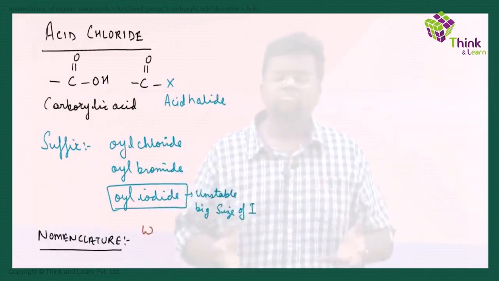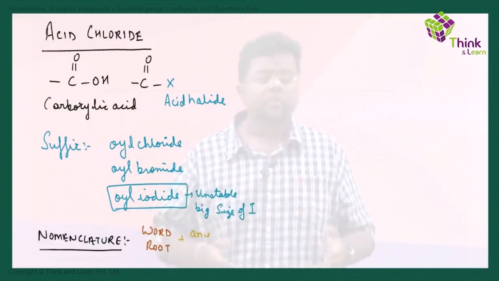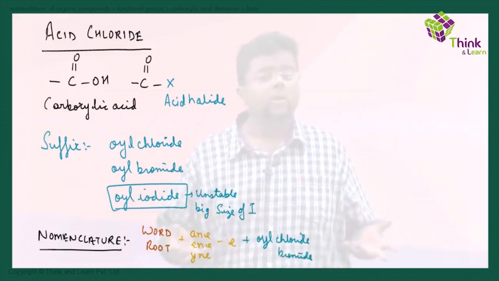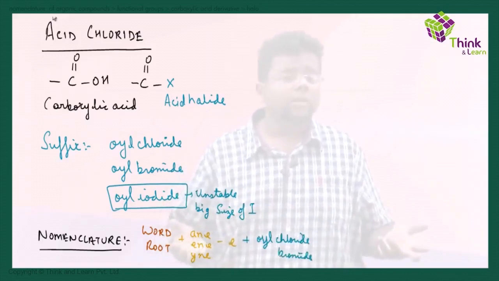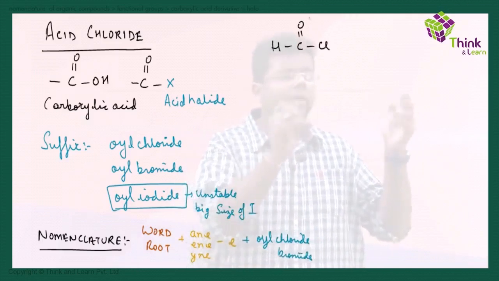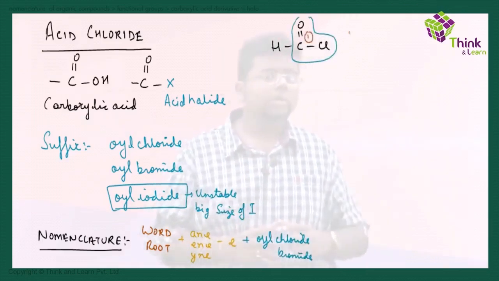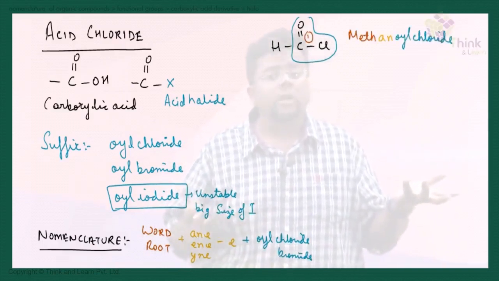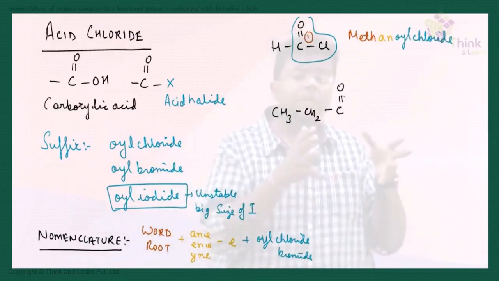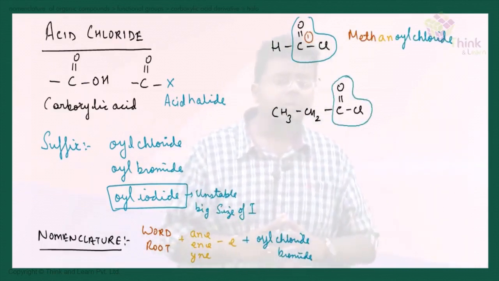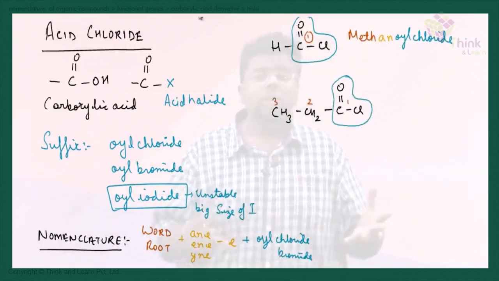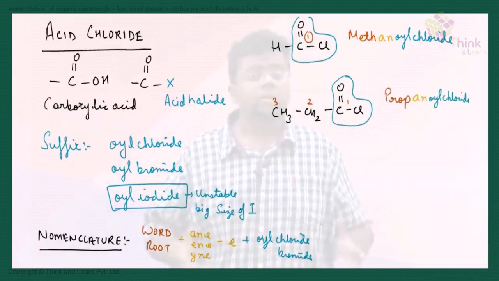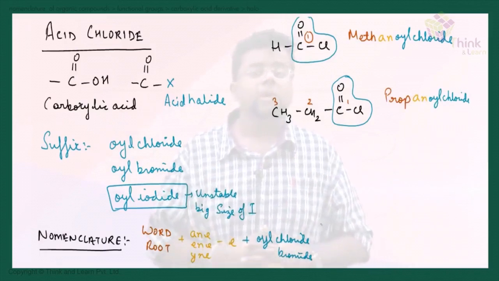So for the nomenclature, again, very simple. Same thing. Word root plus ane or ene minus E plus oyl chloride, oyl bromide, anything. If I take the example, I have this example over here, a 1 carbon acid chloride. What should be the name? This would be methanoyl chloride. Similarly, if I take another example, I have 3 carbons, right? So what should be the name? The name very easily would be propanoyl chloride. That is your acid chloride group.